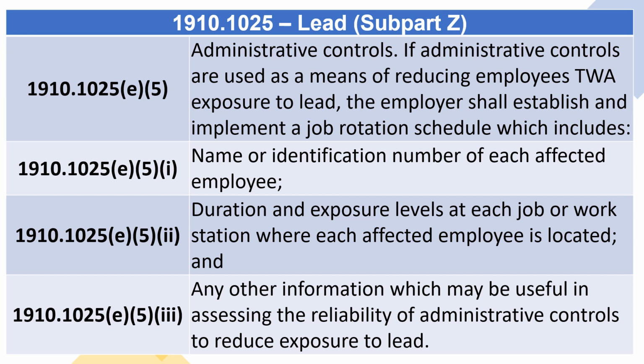1910.1025(e)(5) Administrative controls. If administrative controls are used as a means of reducing employees' TWA exposure to lead, the employer shall establish and implement a job rotation schedule which includes (i) through (iii) name or identification number of each affected employee, duration and exposure levels at each job or workstation where each affected employee is located, and any other information which may be useful in assessing the reliability of administrative controls to reduce exposure to lead.